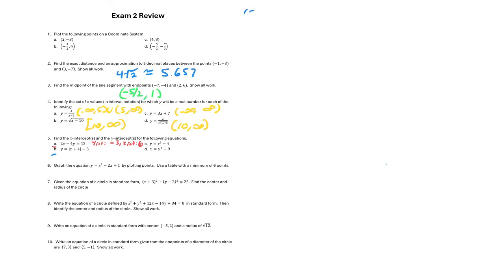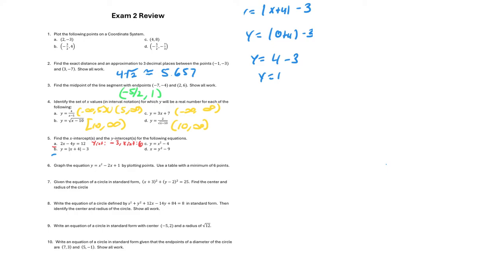B, y is equal to the absolute value of x plus 4, minus 3. Do, again, the y-intercept, that's whenever x equals 0. Absolute value of 0 plus 4, minus 3. Yep, y is equal to 4 minus 3, or y equals 1.